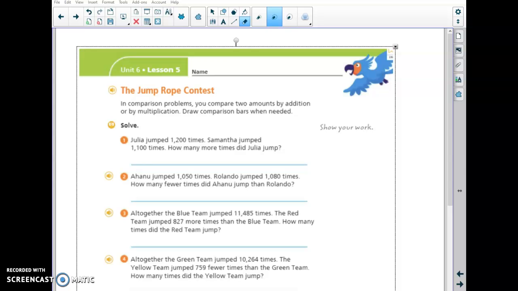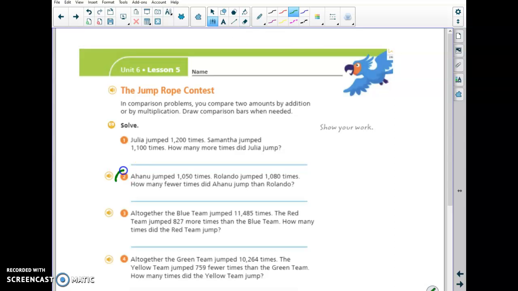The jump rope contest. It says in comparison problems, you compare two amounts by addition or multiplication. Draw comparison bars when needed. We're going to jump down and do number 2 first. Pretty easy problem. It says Ahanu jumped 1,050 times. Rolando jumped 1,080 times. How many fewer times did Ahanu jump than Rolando?